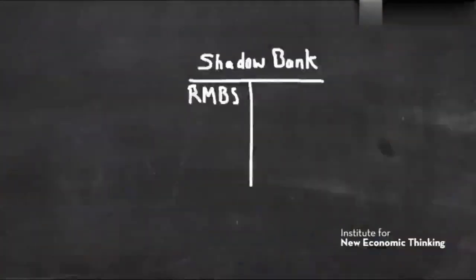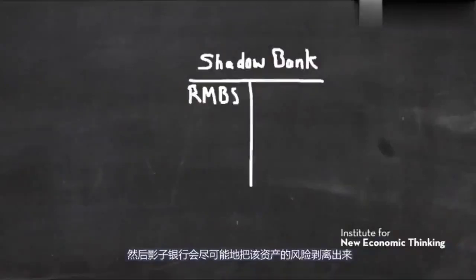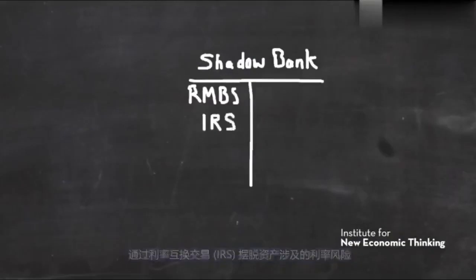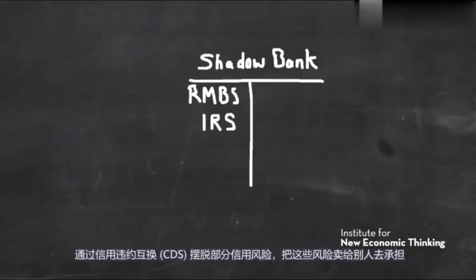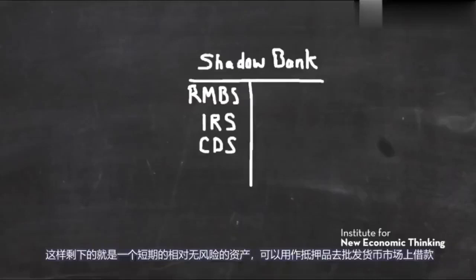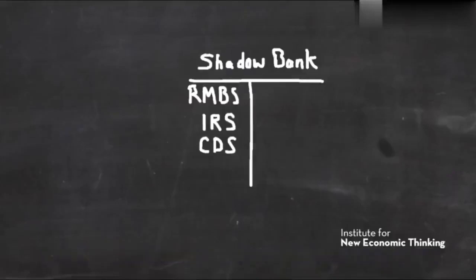Residential mortgage-backed securities, and then they strip out as much risk as possible from this, maybe with something called an interest rate swap. Okay, getting rid of the interest rate risk involved. Something like a credit default swap, getting rid of some of the credit risk, selling that off to somebody else so that what you have left is a short-term, relatively risk-free thing that you can use as collateral for borrowing in the wholesale money market. So there's money market borrowing here.